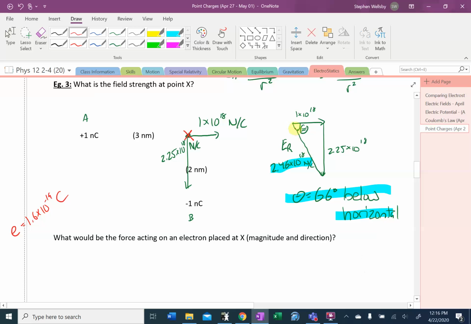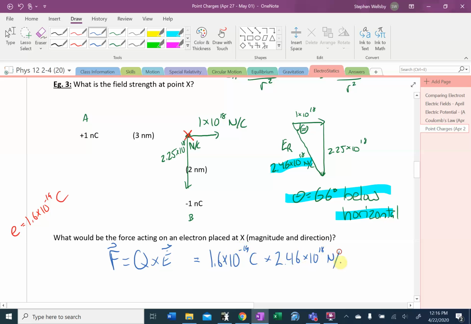So remember that, actually, before we get into the direction, let's just talk about the value here. So we saw before from our previously given formulas, if we want to know the force, it's just going to be Q times E. So easier than you probably thought it was going to be. In this case here, the Q is going to be 1.6 times 10 to the negative 19 coulombs. And the E is, well, we just solved that, 2.46 times 10 to the 18 newtons per coulomb. So it's this many newtons per coulomb times this many coulombs gives us this many newtons.